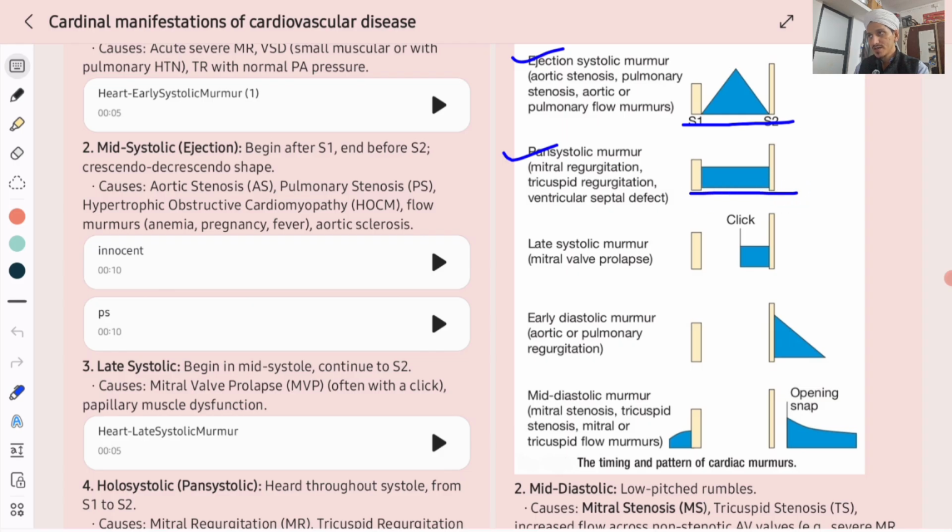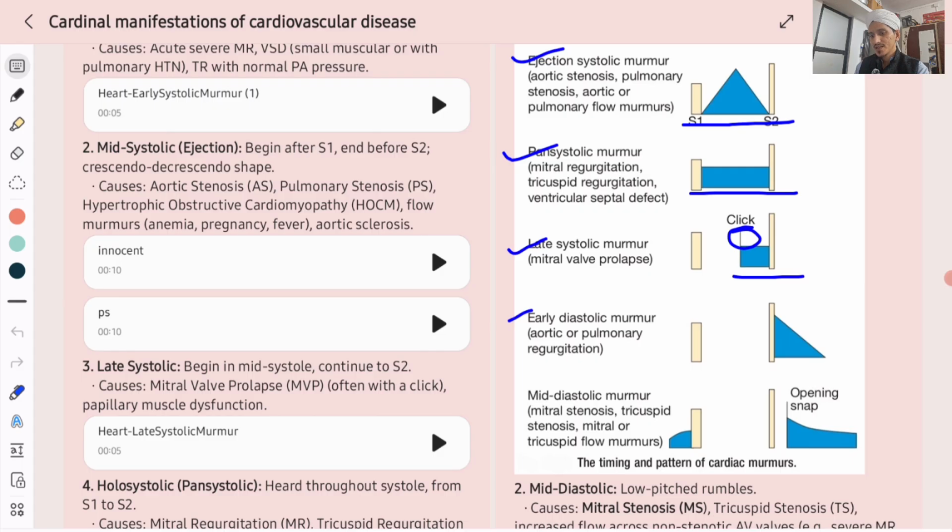Late systolic murmur, or late systolic murmur with ejection click. So you see in mitral valve prolapse, it will be like this. Here you will have one click. And early diastolic murmur, you see in severe mitral regurgitation. As we have learned, acute severe, and also in pulmonary early diastolic regurgitation.